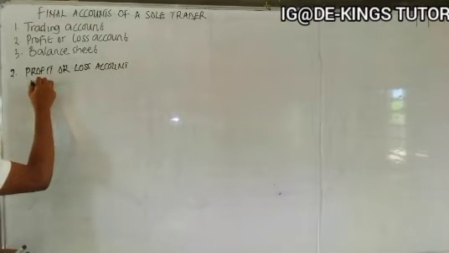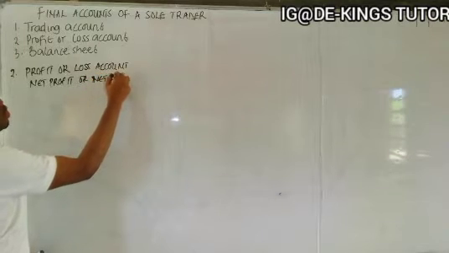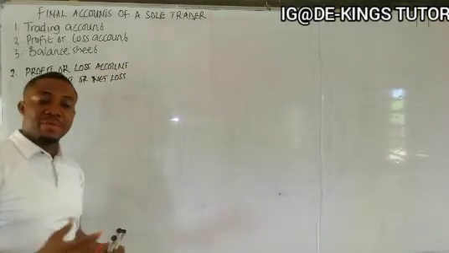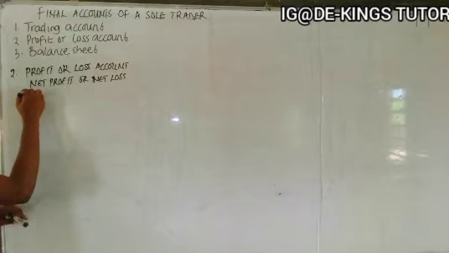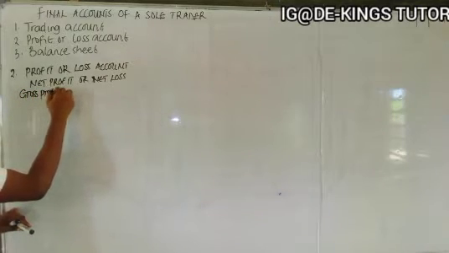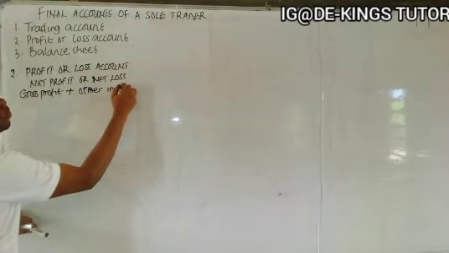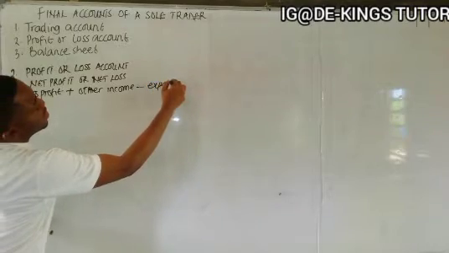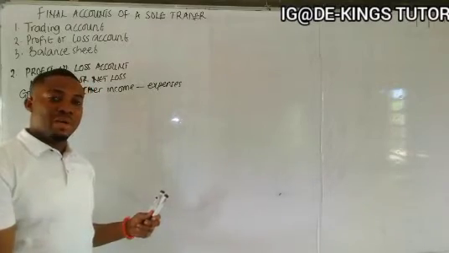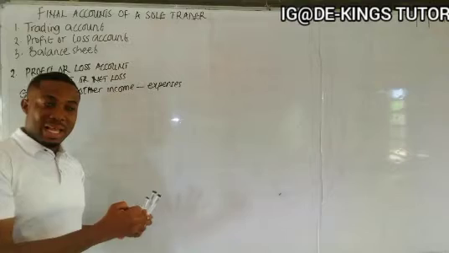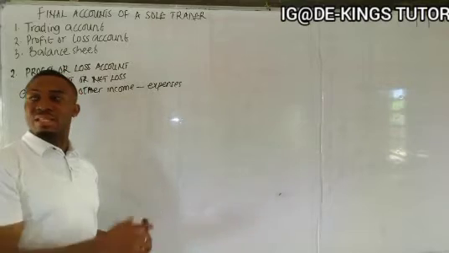You say it's prepared to get what? Net profit or net loss. Now, how do we get this net profit? The net profit is gotten by gross profit plus other income minus expenses. That is the gross profit that was carried down in the trading account. You bring it to the profit or loss account at the right hand side, credit side, then plus other income minus expenses. Now let's see the format.